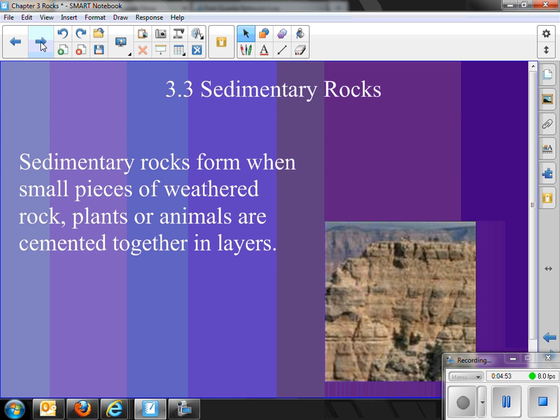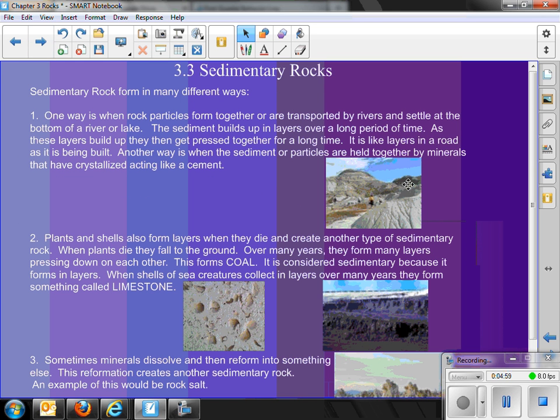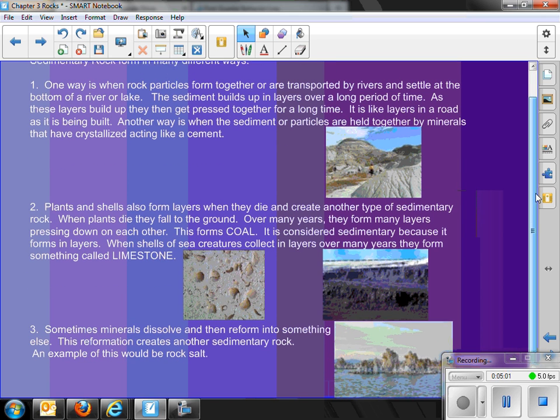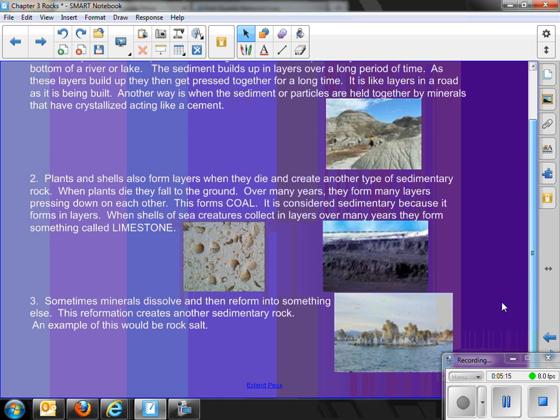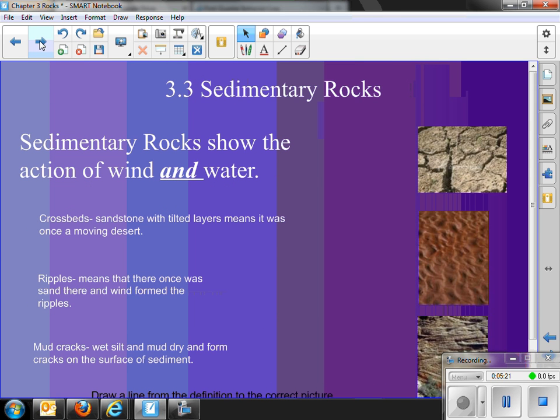Sedimentary rocks are just small pieces of plants, animals, and rocks that come together and get cemented into layers. Here are the three ways that they can get formed: just particles being dropped off and layered upon layers. Plants and shells, when plants and animals die, they cover the ground, and they just become layers and layers over millions of years. Coal and limestone are an example of that. And then the last way is when minerals are dissolved and then they reform into something else. Rock salt is an example of that.